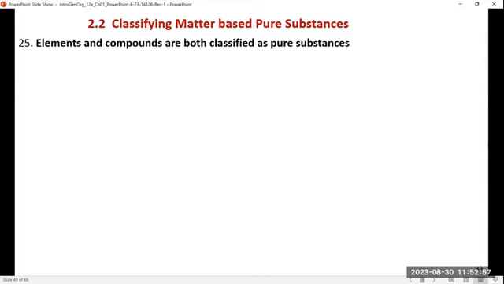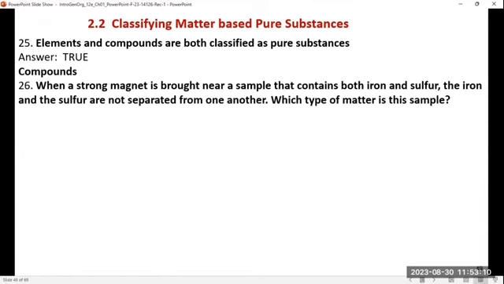Now we're going to look into some problems about this type of classification of matter. Elements and compounds are both classified as pure substances. Is it a true or false statement? Elements and compounds both are pure substances. That's true.